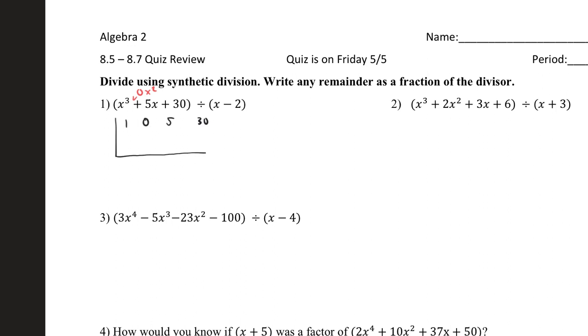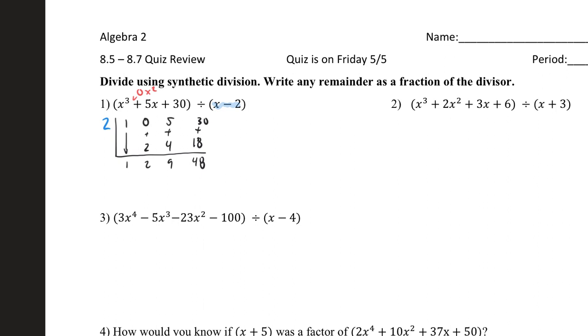And then we always want to find the 0 of the divisor here, so I want to put a positive 2 over here. The first number drops straight down below the line. We're going to multiply 2 times 1, which gives us 2. Add down: 0 plus 2 is 2. Multiply 2 times 2, we get 4. Add straight down, we get 9. And then 2 times 9 is 18. We add straight down and we get 48.